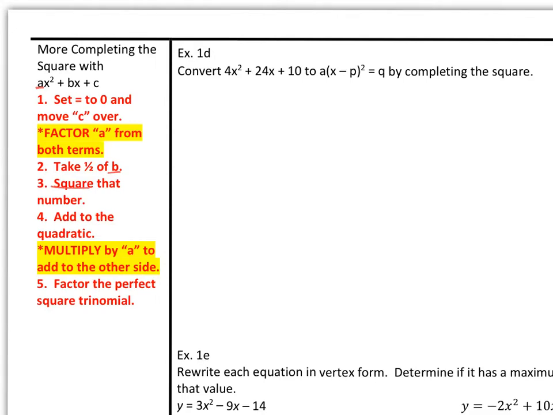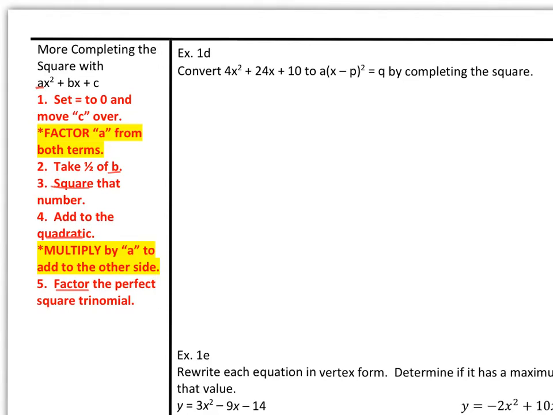Then we'll add it to the quadratic. We'll add it to the inside of that parenthesis. The change now in step 4 is we'll multiply that number by a, and that's what we add to the other side. Then we have our perfect trinomial square, and our last step will be to factor that. Make sure to have all of these things written down before we do the example on the right.